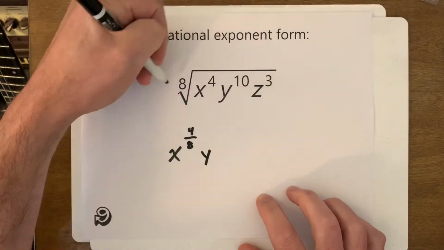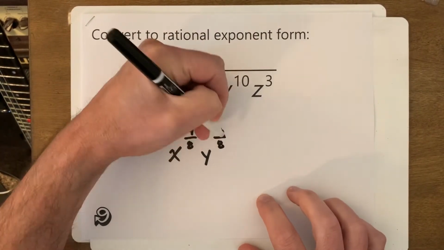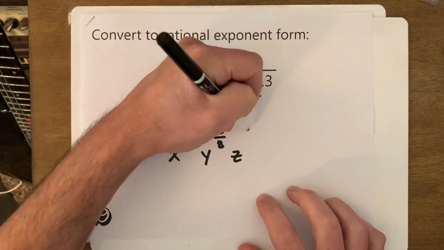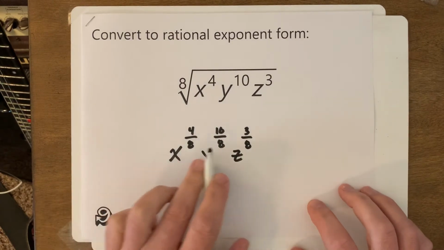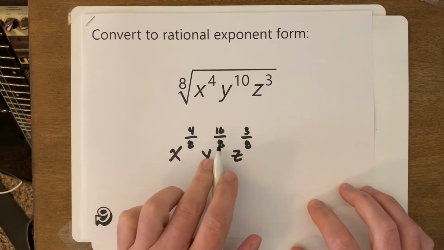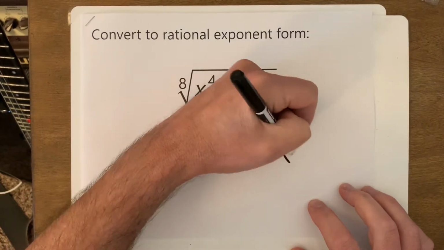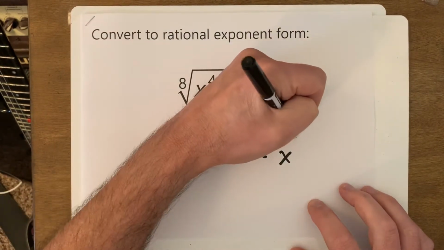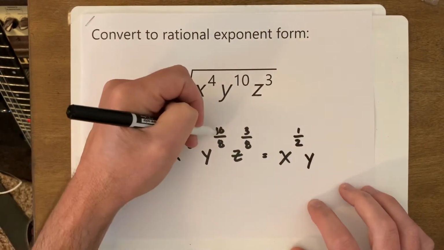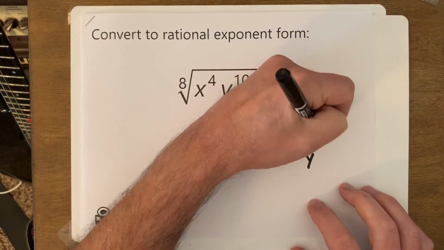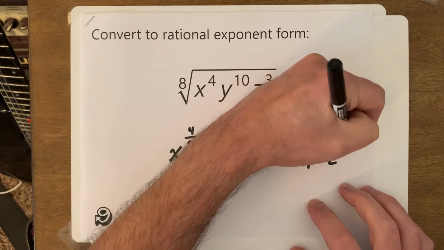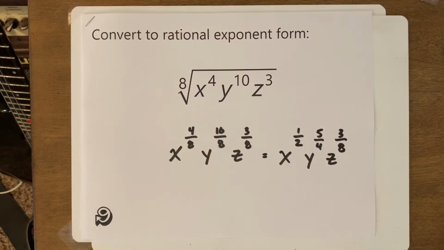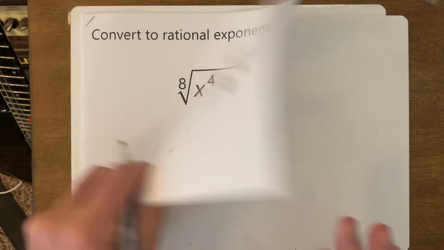Y to the 10/8. And z to the 3/8. So then we're going to take a look and see, are my fractions all simplified? Well, no, these two can be simplified one more time. So x to the 1/2, y to the 5/4, and z to the 3/8 is fine. That's already simplified. Okay, so always make sure your fractions are in least terms or completely simplified. All right.